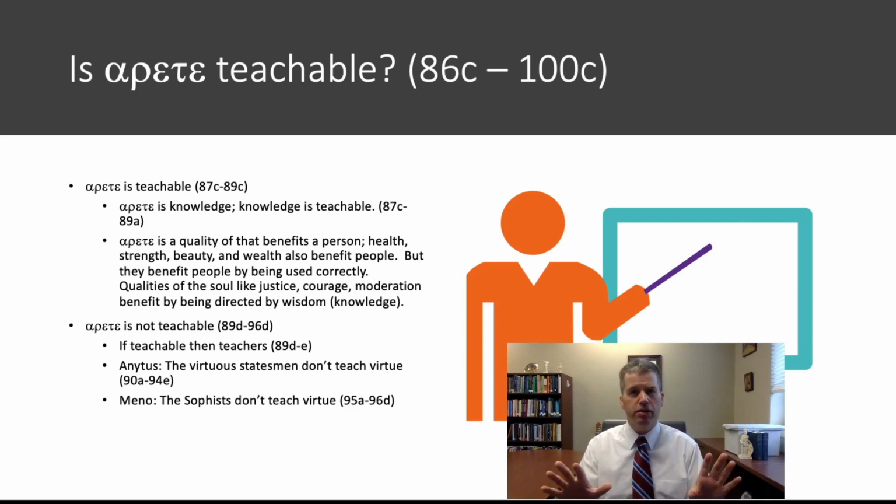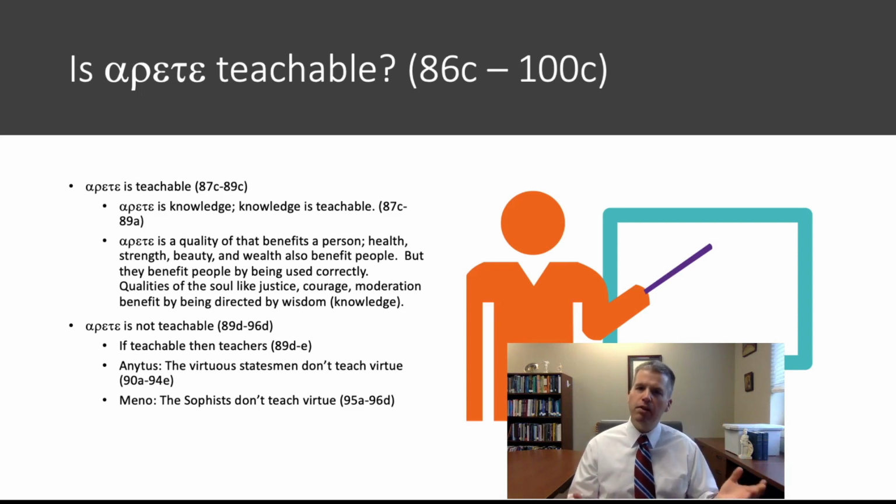So he starts off with this argument that arete is teachable, and the idea is that arete is knowledge, and anything that is knowledge is teachable. So he reasons to the conclusion that arete is teachable because it is a quality that benefits a person. And like other qualities that benefit people, health, strength, beauty, and wealth, these benefit people by being used correctly, and they can harm people by being used incorrectly. So they have to be directed by wisdom or knowledge in order to benefit a person. And so you get this argument that arete, since it benefits by being used well, requires you to distinguish between being used well and being used poorly, and so it's wisdom or knowledge.